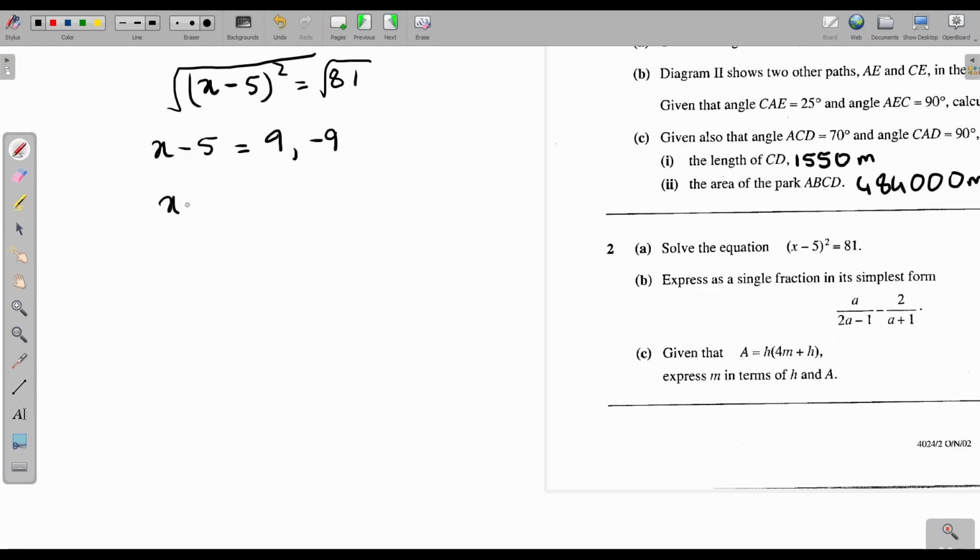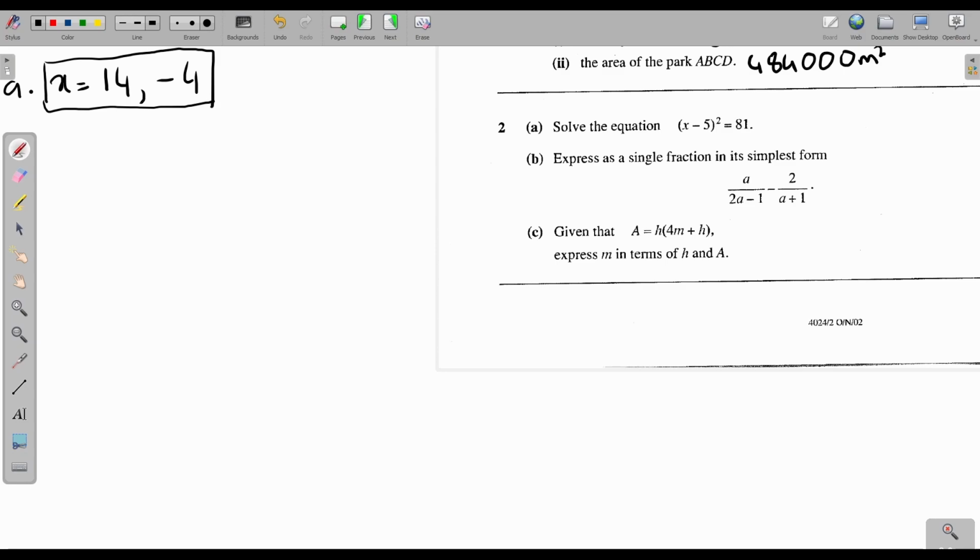So the first answer for x would be if I add 5 to both sides with 9. So if I add 5 here, 5 disappears here. If I add 5 here, x is equal to 14. And for the opposite end, if I add 5 to negative 9, x is equal to negative 4. So 14 and negative 4 are the 2 values of x. I'm just gonna draw a square around these to say this is the answer for A.